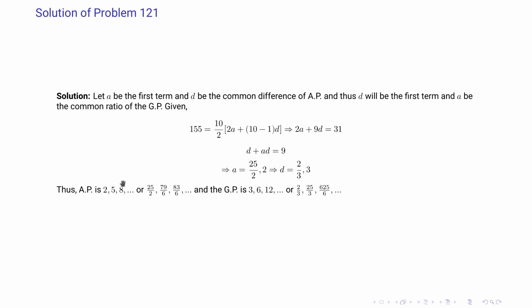So we will have two progressions. Arithmetic progression would be 2, 5, 8 and so on when A is 2 and D is 3. And when A is 25 by 2 and D is 2 by 3, the arithmetic progression would be 25 by 2, 79 by 6 and 83 by 6. And the GP would be similarly 3, 6 and 12, or 2 by 3, 25 by 3, 6, 25 by 6 and so on.